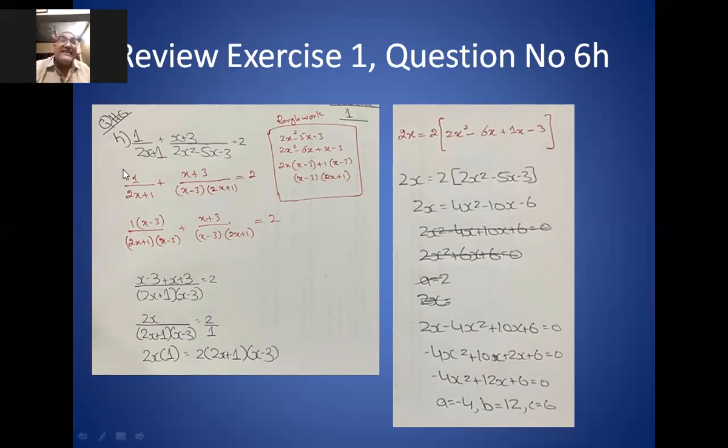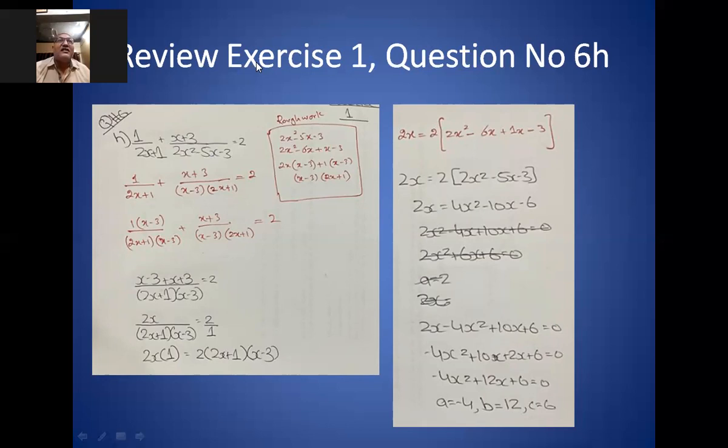This denominator here is 2x plus 1, so it's good. This denominator here, 2x square minus 5x minus 3, is a quadratic expression, so we can factorize it. You can see here we have shown our rough work. 2x square minus 5x minus 3, I will factorize it. So I will multiply the extreme terms, that will give me 6x square. So I will note down the pairs of the 6x square.